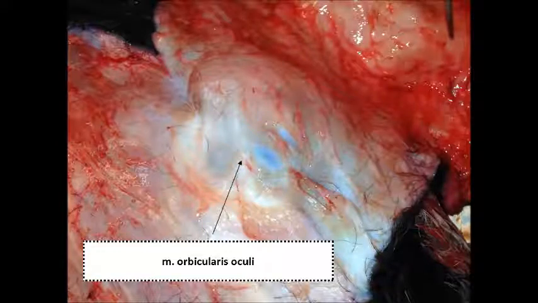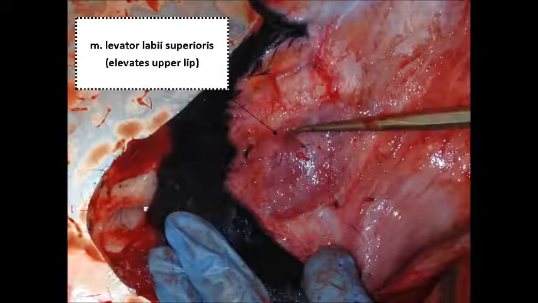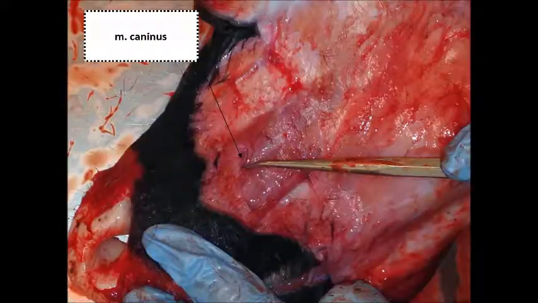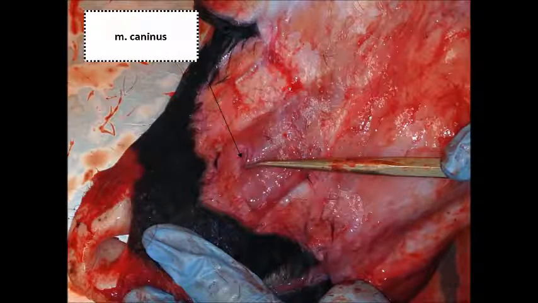The orbicularis oculi is a sphincter-like muscle that surrounds the eye. The levator labii superioris inserts in the upper lip and is responsible for the flehmen response. The levator nasolabialis muscle supports the movement of the upper lip and airways. The caninus muscle allows the flaring of the nostril.